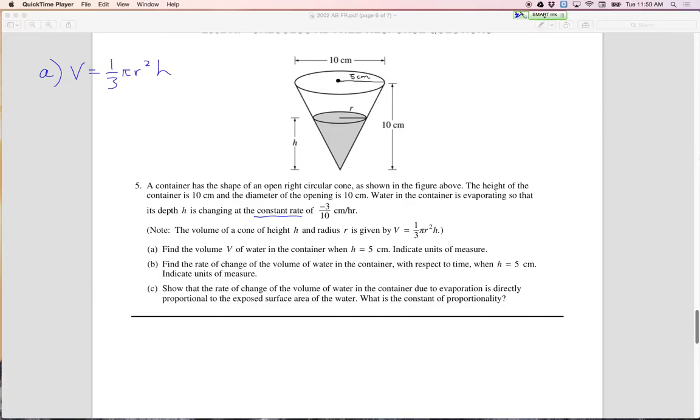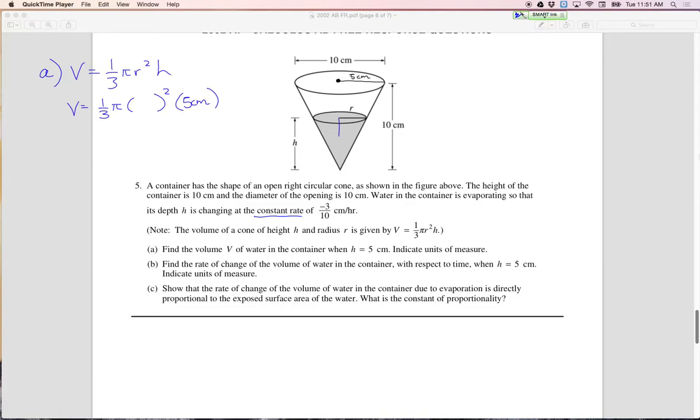Now there's only one thing in here that I think is fairly difficult to do, and that is you're not given what? Which one are you given? You're given height. Find the volume of the water in the container when h is equal to 5. What are you not given? You're not given the radius. You have to figure that out on your own. You have to figure out how the radius and the height are related.